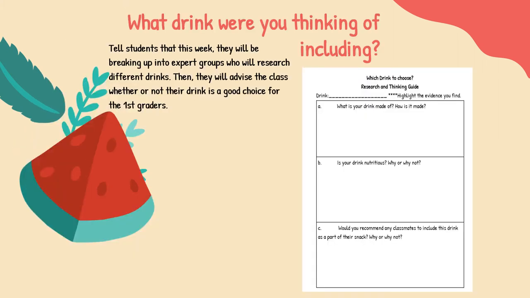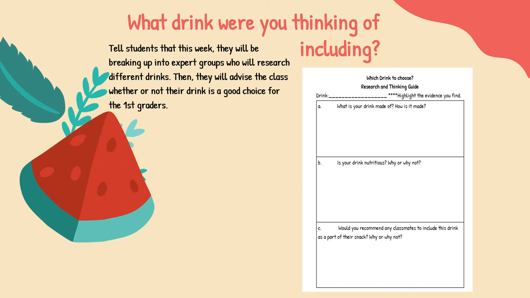So tell students that they're actually going to be breaking up into expert groups based on different drinks that they're going to be researching. So I would split students up into groups of 3 to 4, and assign them a specific drink to research. Some options include soda, fresh juice, milk, soy milk, Gatorade, juice from concentrate. You can add some other ones in there if they're class favorites.